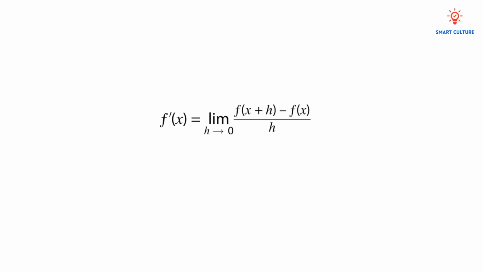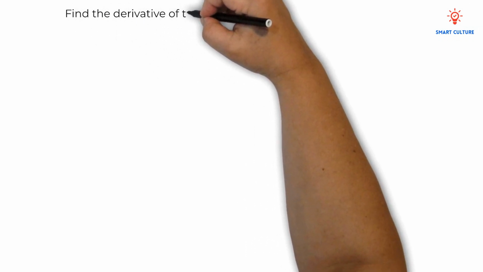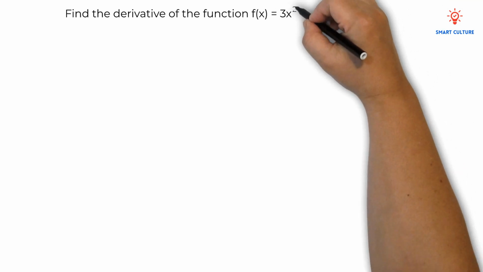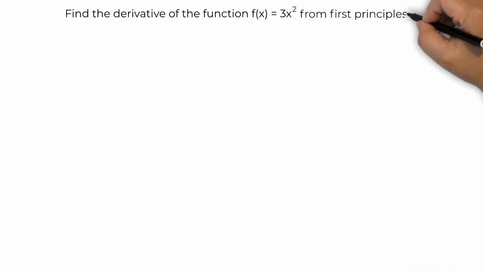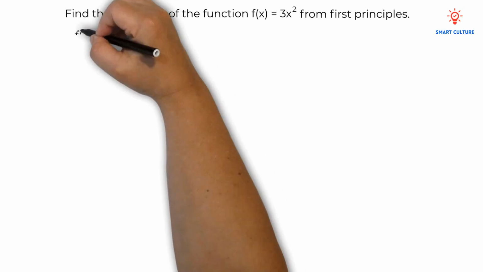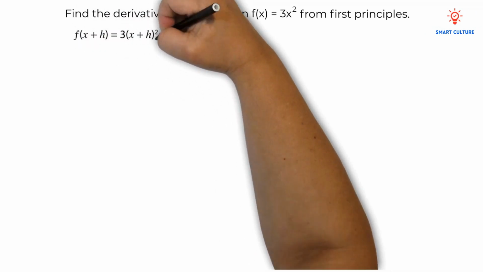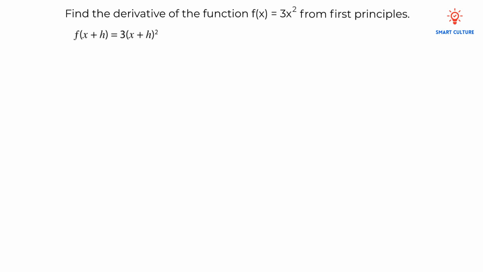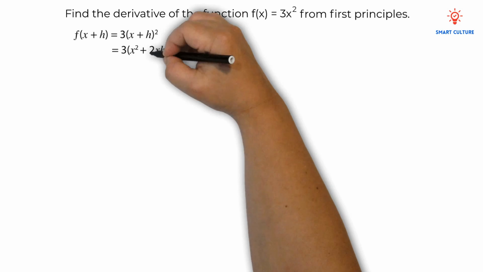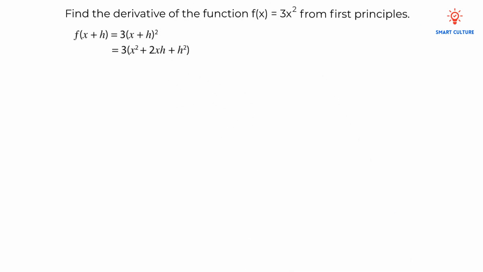Let's take a look at this example. Find the derivative of the function f of x is equal to 3x squared from first principles. What we'll do first is start by finding f of x plus h, which is the first part of this formula. So that will be 3 brackets x plus h squared. Now we have to multiply these 2 brackets, so x plus h times x plus h. If we expand these brackets, it will be x squared plus 2xh plus h squared.